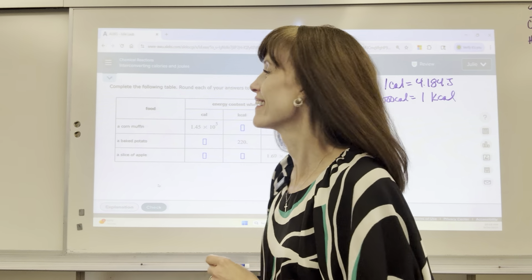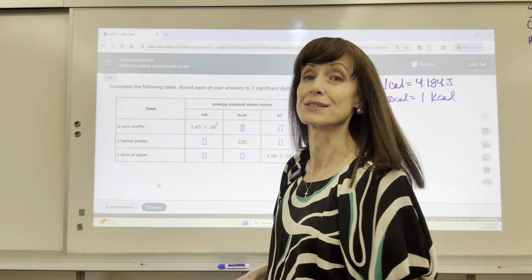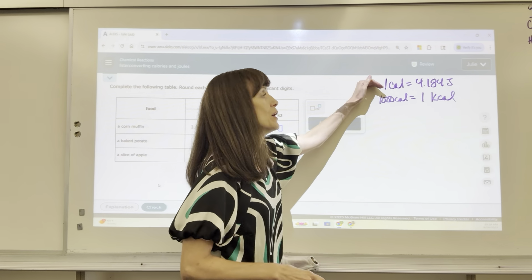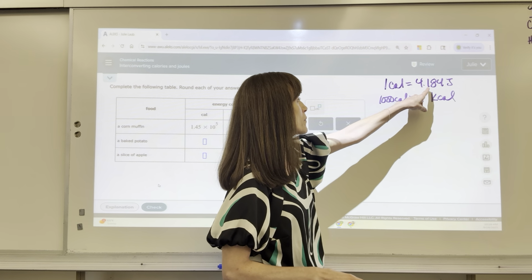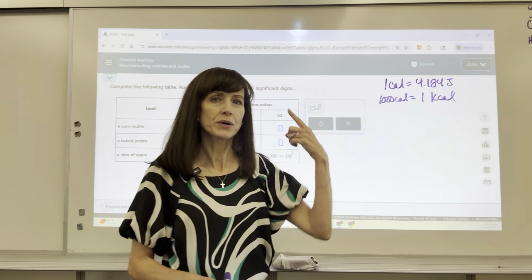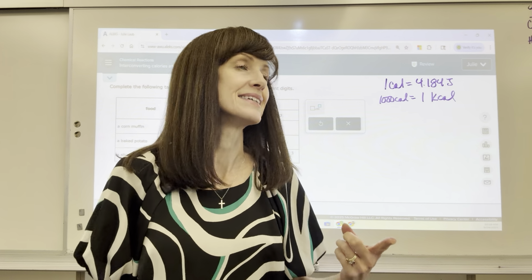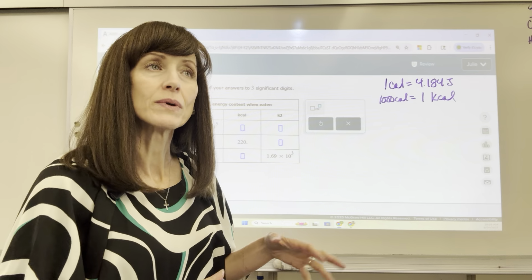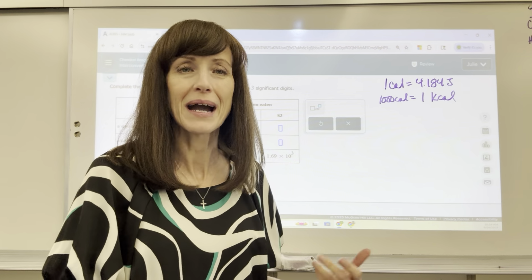Today we're going to do the ALEKS topic, interconverting calories and joules. You need two really important conversions for this. First, 1 calorie equals 4.184 joules. Interesting point, to raise 1 gram of water 1 degree C, it takes 4.184 joules. So to make that easy for us, we call that a calorie, 1 calorie.